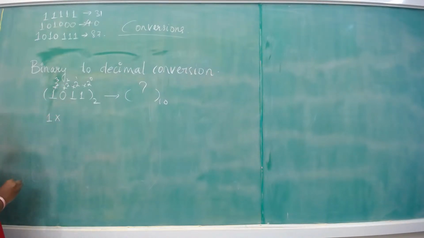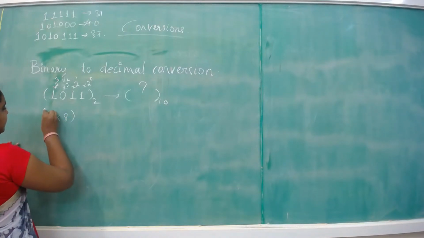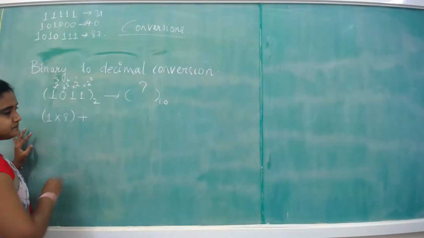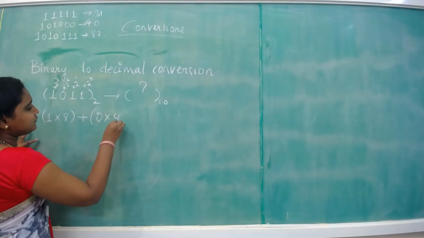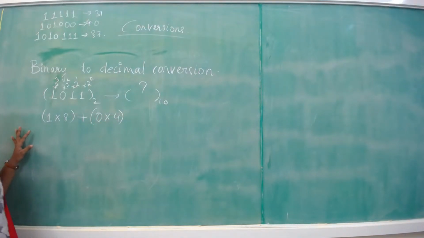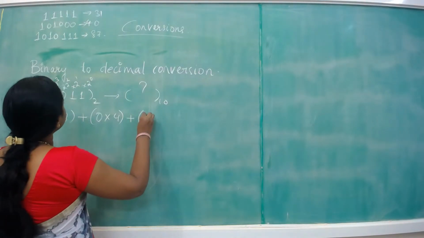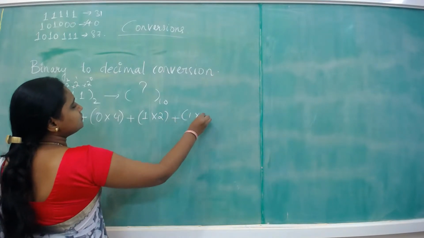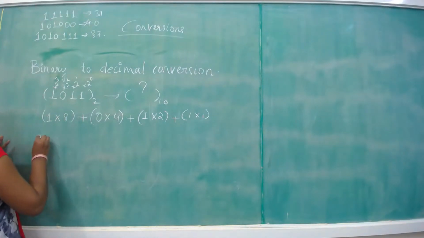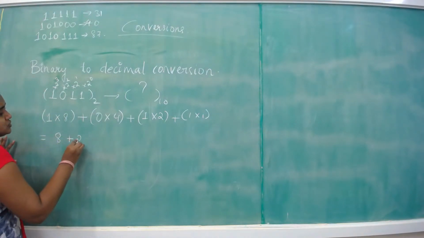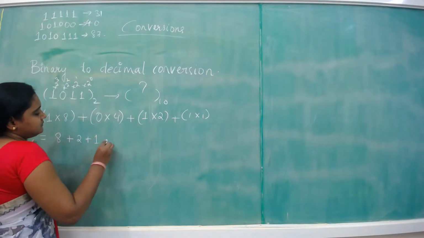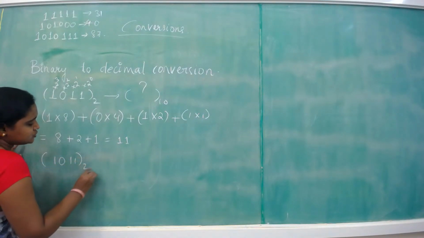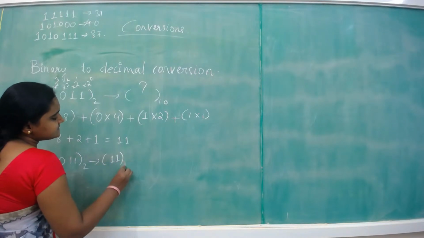1 into 2 to the power of 3 is nothing but 8, 2 cube. The next value has to be added. 0 into 2 to the power of 2 is 4, that makes nothing but 0 itself. Plus 1 into 2 plus 1 into 1. This is 8 plus 2 plus 1, that is 11. So 1011 base 2 is 11 base 10.